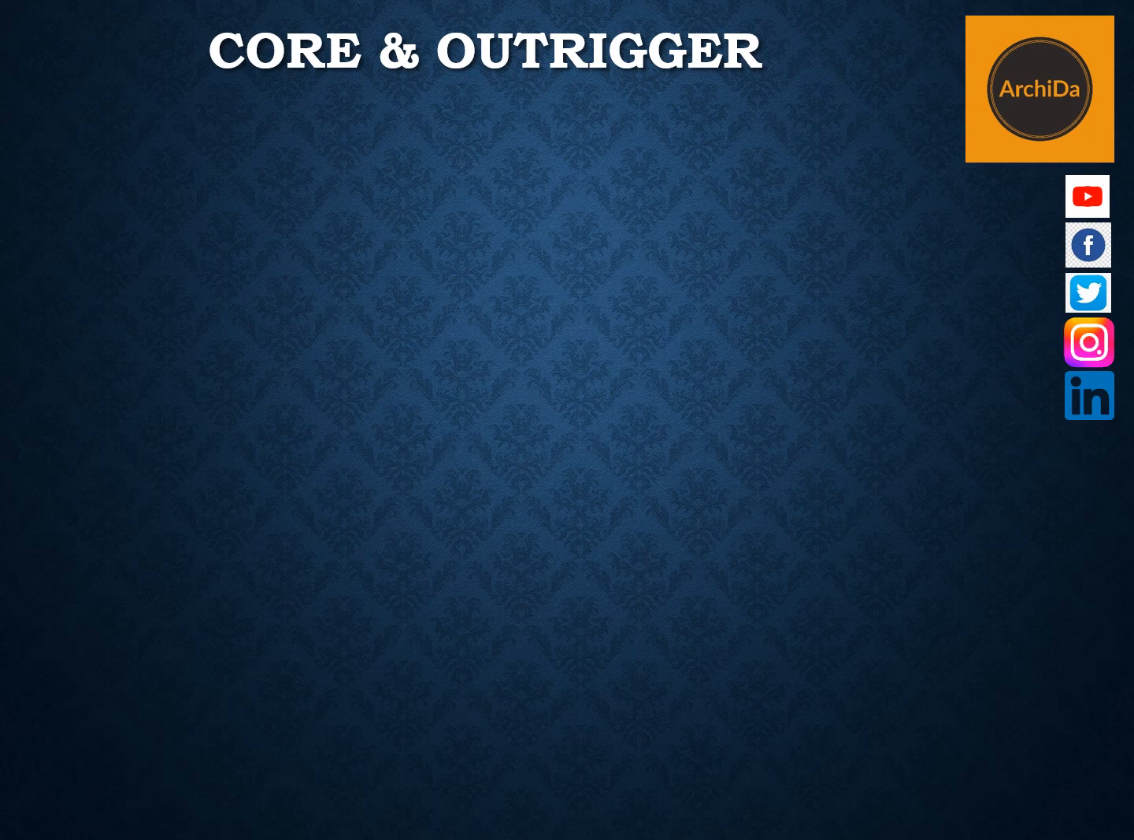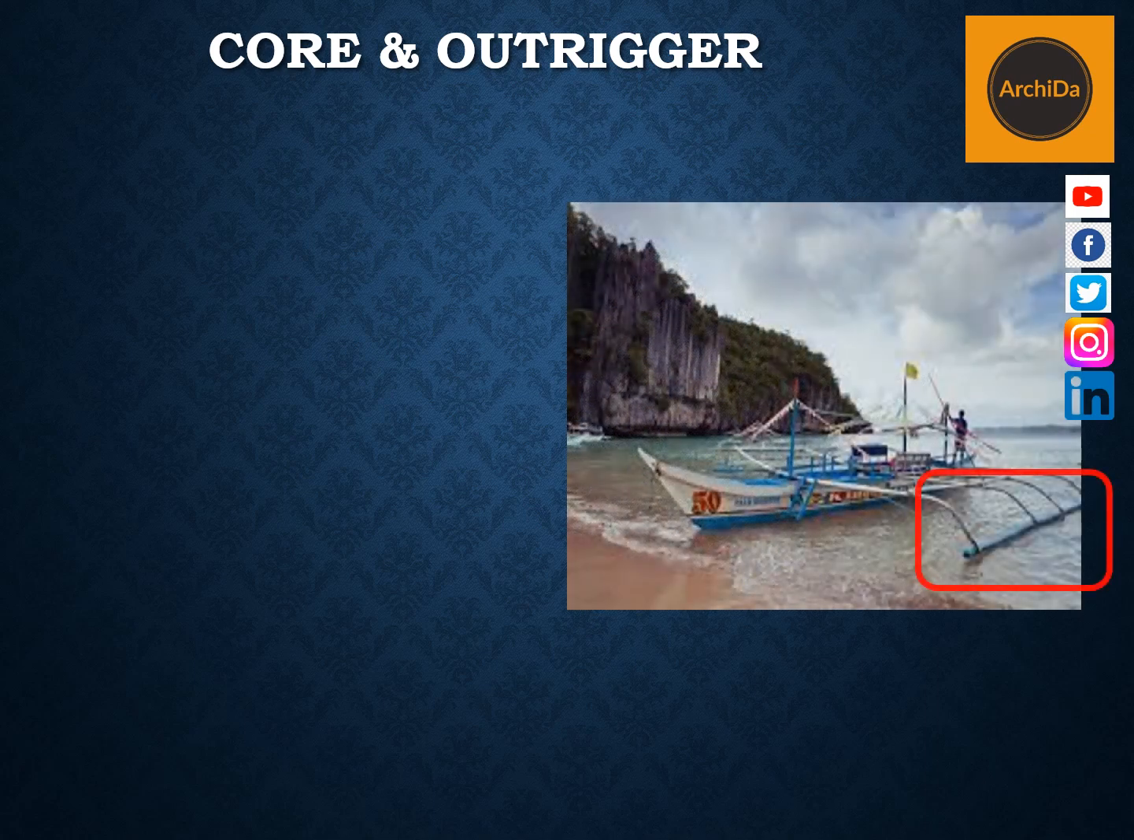The next is the core and outrigger. If you'll notice in the picture, it shows a Philippine bangka or canoe, wherein that extended part, which is highlighted in the red square, is the outrigger itself. It keeps the bangka or the canoe upright.